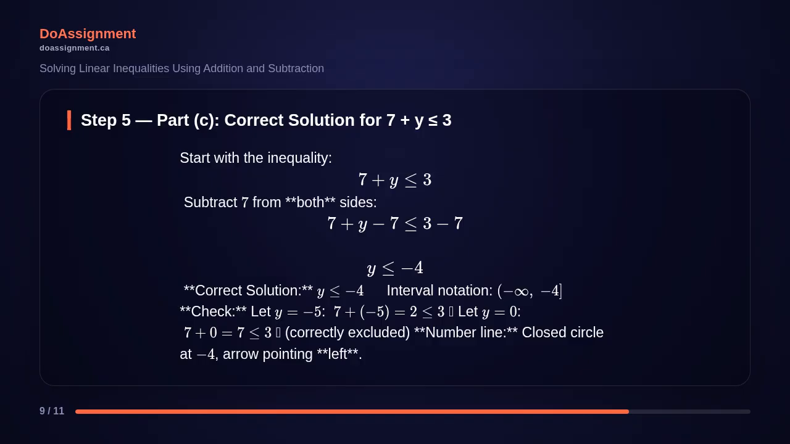We can check. Plugging in negative 5 gives 7 plus negative 5 equals 2, which is indeed less than or equal to 3. Correct. Plugging in 0 gives 7, which is not less than or equal to 3. So 0 is correctly excluded.